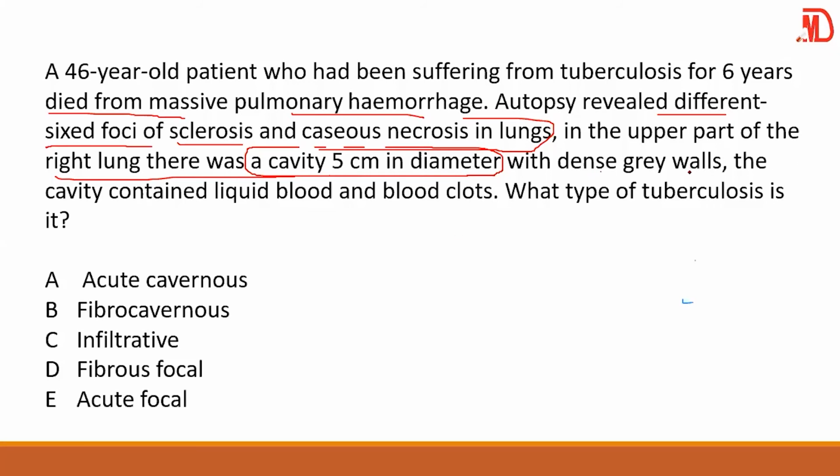Now, look at it. The cavity is filled with a dense gray wall. The cavity contains liquid blood and blood clots. So the question now is, what type of necrosis are we looking at? Again, this is a chronic destructive clinical tuberculosis.